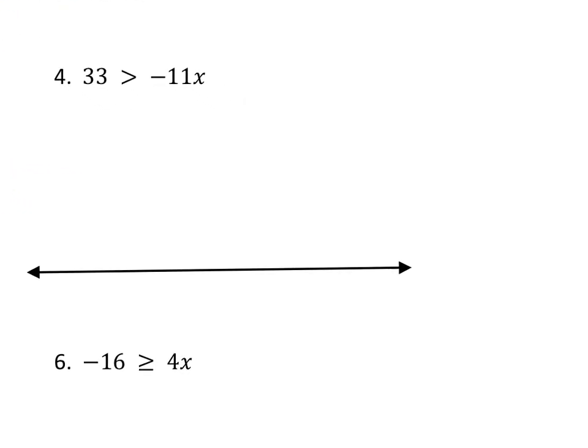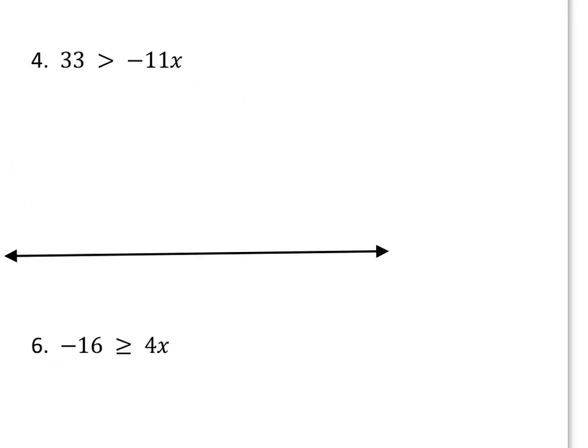All right, now number 4, one thing we notice, the x is on the right side. Now I focus on the left side. To get rid of that negative 11, I divide both sides by negative 11. That cancels out, so I get x by itself. I divide this side by negative 11. And 33 divided by negative 11 is negative 3. Now here's the one thing that's different. Here's the rule. I divided both sides by this negative. So what that means is I have to switch this inequality symbol. So this greater than changes to less than. And this is what I have.